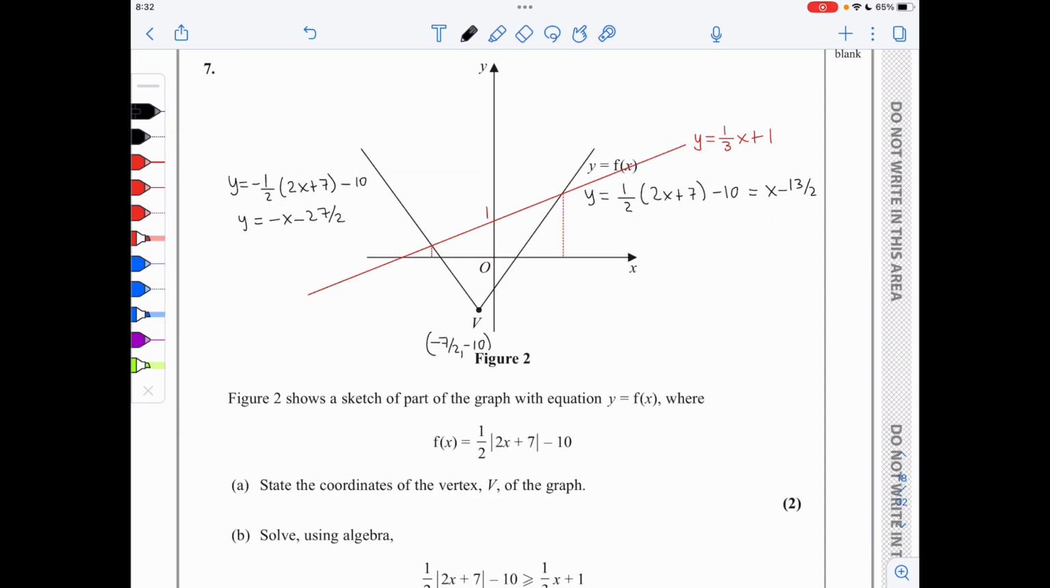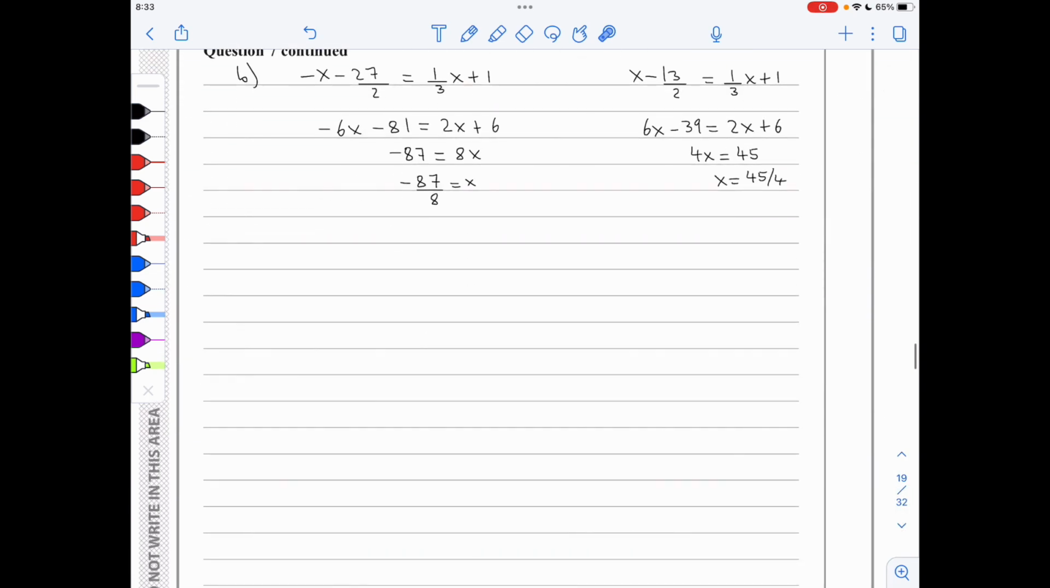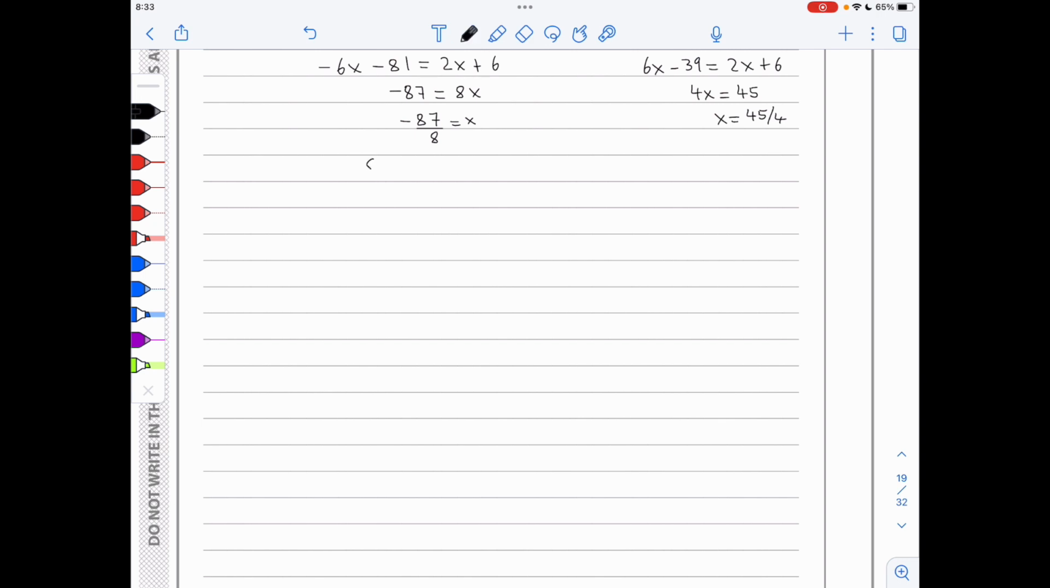Now, if we go back to the diagram here, we see that this point here is the minus 87 over 8, and this is the 45 over 4. We said that we wanted the straight line to be below, so we are to the left of minus 87 over 8 and to the right of 45 over 4. So our answer, I will give it in set notation: x such that x is less than or equal to minus 87 over 8, union x such that x is greater than or equal to 45 over 4.